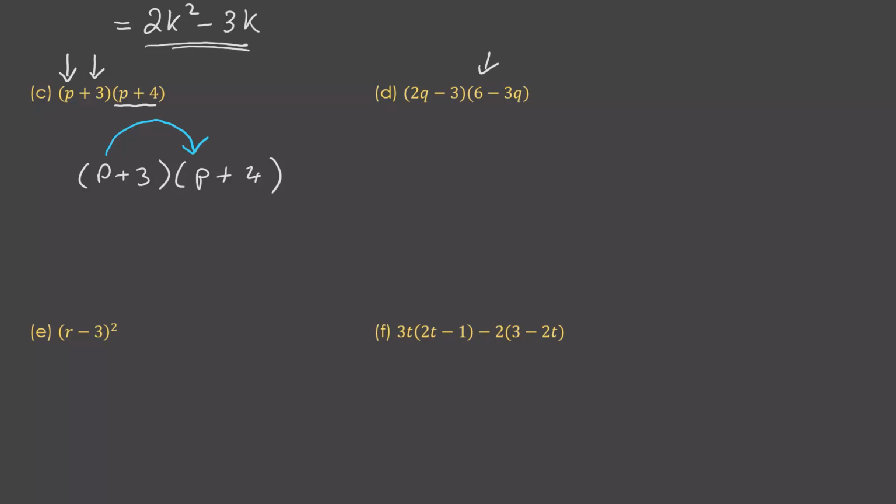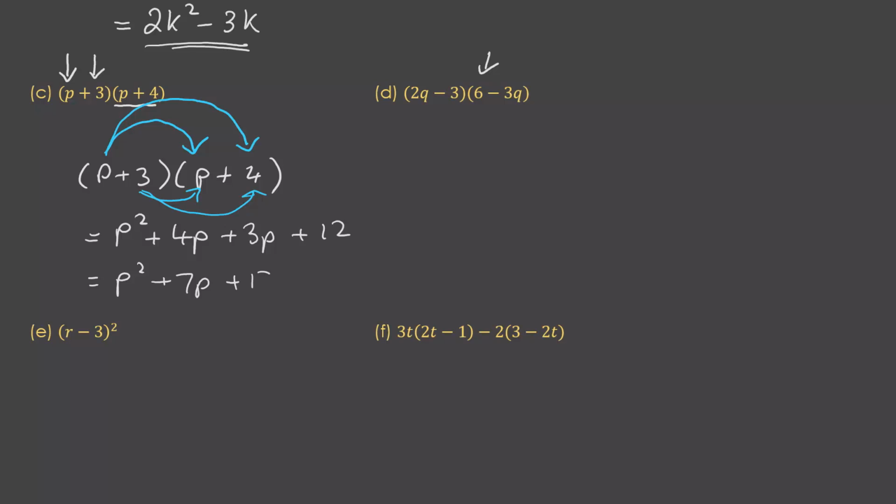So we start off with p times p, which is p squared. We'll then do p times the 4, and that gives me 4p, making sure positive p times a positive 4. Add 3p, and finally add 12. And we have like terms in the middle there, so we should tidy up. 4p add 3p is 7p.